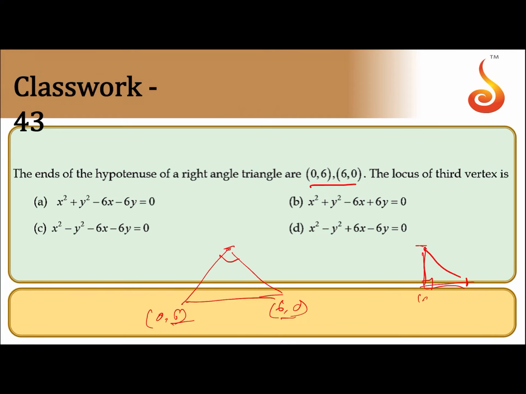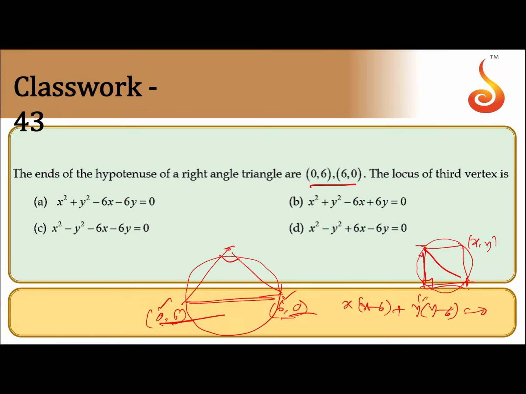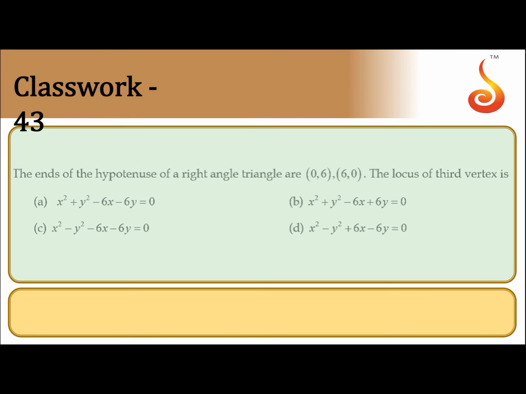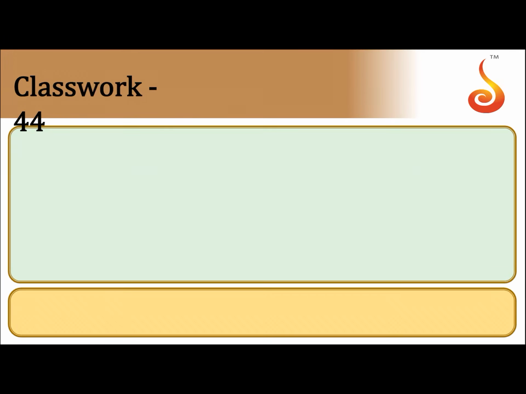This is one right angled triangle. This will be the origin. The other one will be X, Y. Definitely, isn't it a circle? You'll be getting it actually passing through the points with these two as the end points of a diameter. Yes, of course, you'll be getting the answer here as x minus 0 multiplied by x minus 6, plus y minus 0 multiplied by y minus 6 equals 0. I'm calculating the equation of the circle with these two as end points of a diameter, so that it is x square plus y square minus 6x minus 6y equals 0. So therefore, the answer is x square plus y square minus 6x minus 6y equals 0.